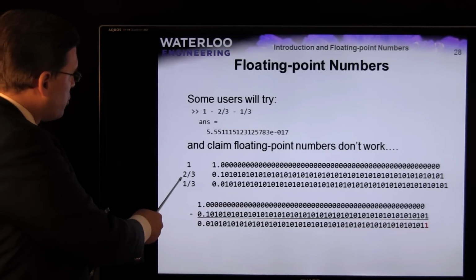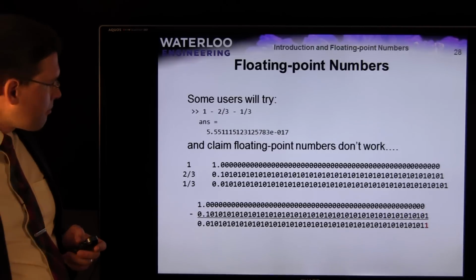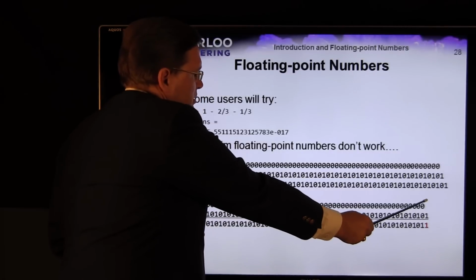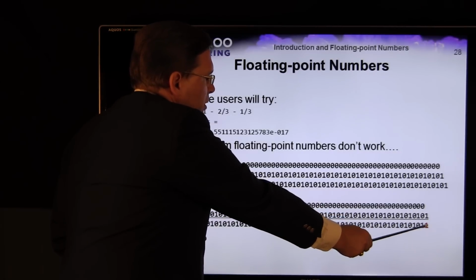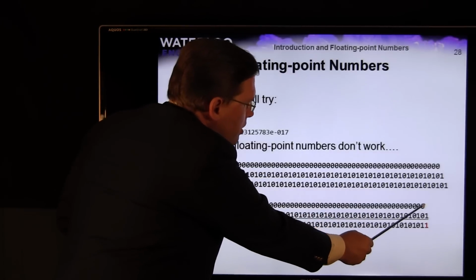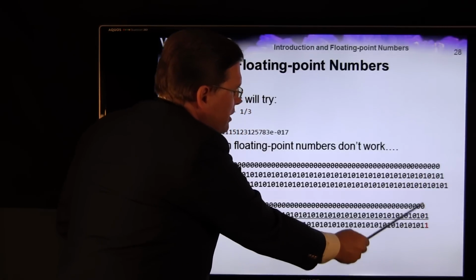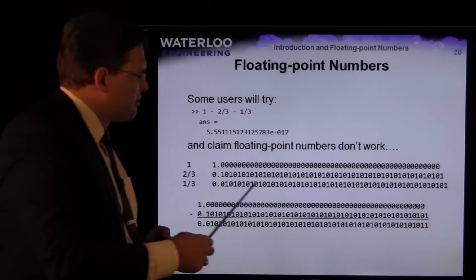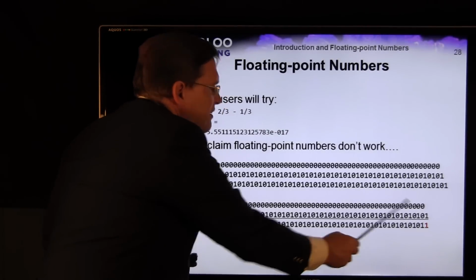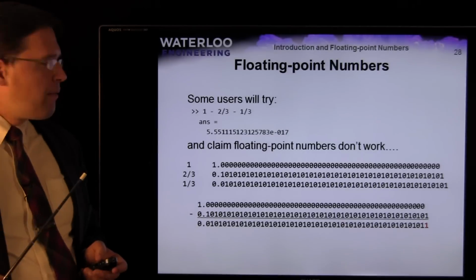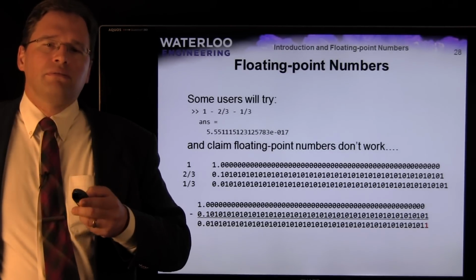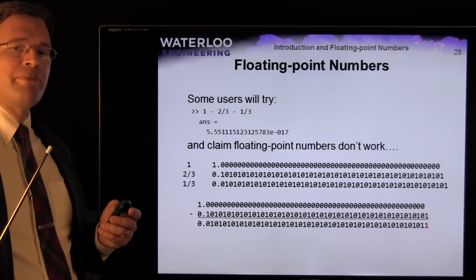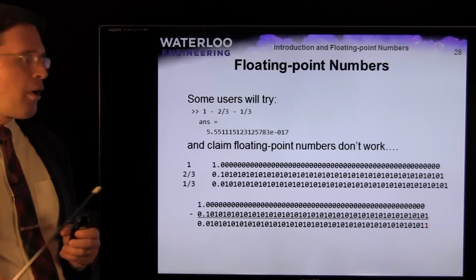If I subtract 2/3 off of 1, well, there's a 0 here. I'd have to do a number of carries. 10 minus 1 is 1. 1 minus 0 is 1. 1 minus 1 is 0. So you get that errant 1 here that doesn't match the pattern. It's not the best approximation of 1/3. It's slightly off. Why is that?